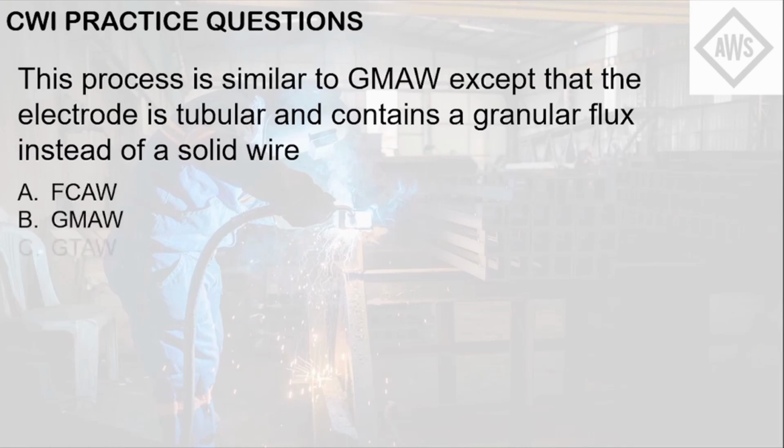Letter B, GMAW. Letter C, GTAW. Letter D, SMAW. So you can immediately cancel out GMAW here. GTAW is gas tungsten arc welding, so it's not the correct answer because it consists of a tungsten electrode with a filler rod. SMAW is not a continuous welding process or a continuously feeding electrode process, so that's not the correct answer. So the answer here is FCAW. FCAW is characterized with a tubular electrode that is continuously fed to a welding gun, similar to GMAW.